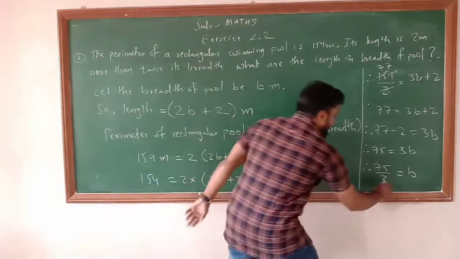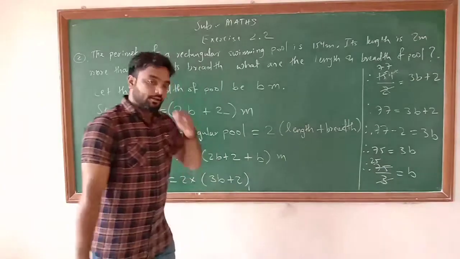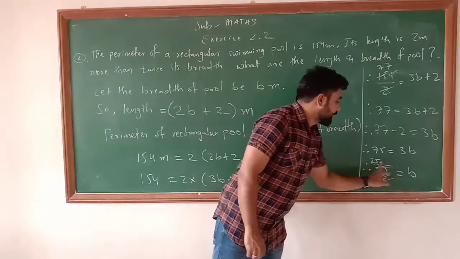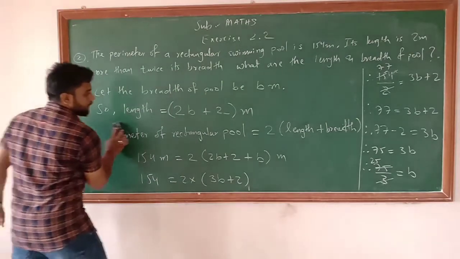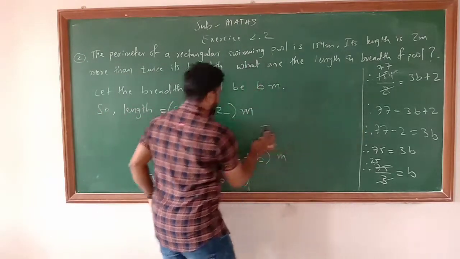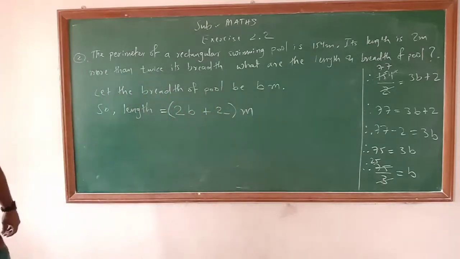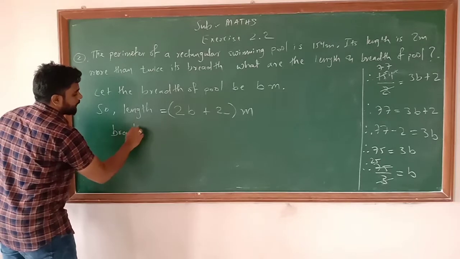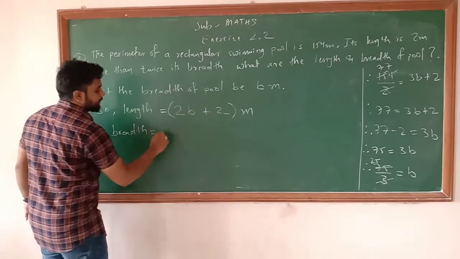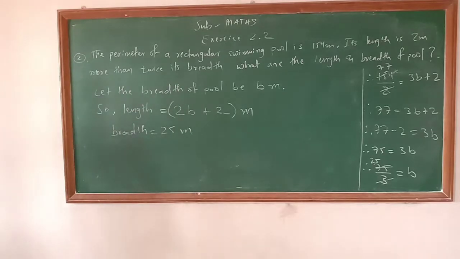So 3 25s are 75. So the value of b is how much? 25. So here we are obtaining the value of b. So the value of b, b stands for breadth. So the value of b is how much? 25 meter. Okay. So what will be the value of the length?